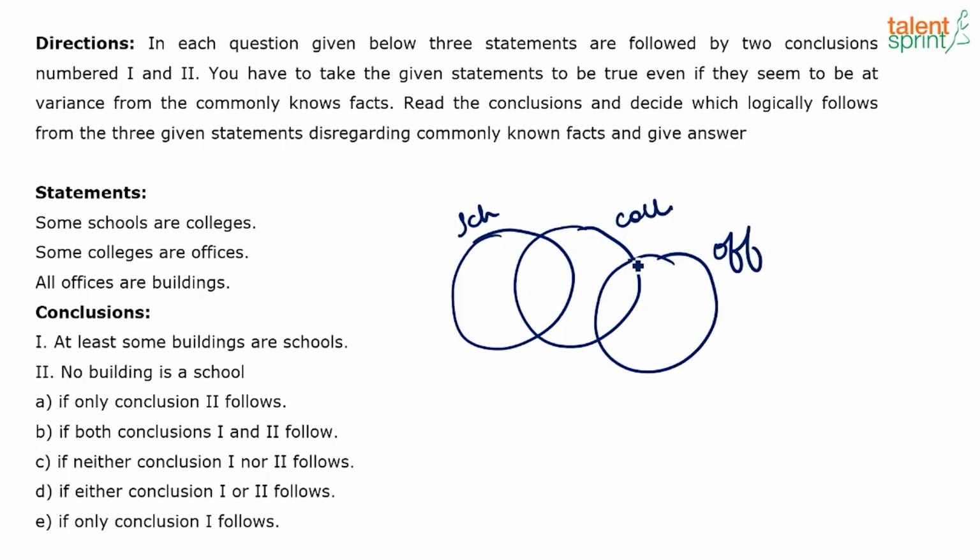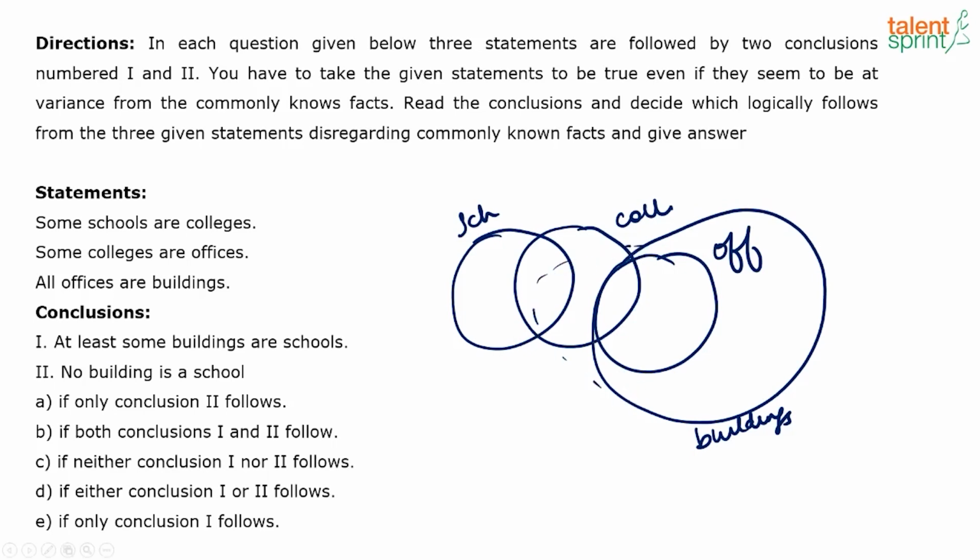All offices are buildings. So this buildings is a bigger set. And then, at least some buildings are schools. Can be or cannot be true. This set can be drawn like this also, or like how I have drawn. Correct? So it is not a definite conclusion. Does not follow.